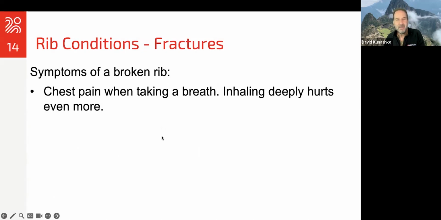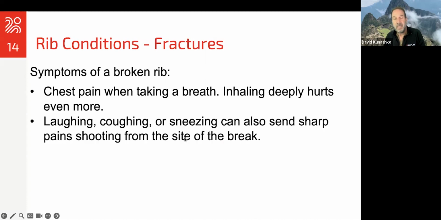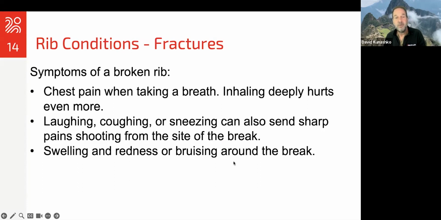Symptoms, it kind of makes sense, but let's run through it. Of course, you're going to have chest pain, especially when taking a breath in or a deeper breath in. Inhaling deeply, the deeper you inhale, the greater the pain. Obviously, laughing, coughing, or sneezing. If someone has a rib fracture and you make them laugh, they're not going to be very happy about that, because usually it's quite painful.